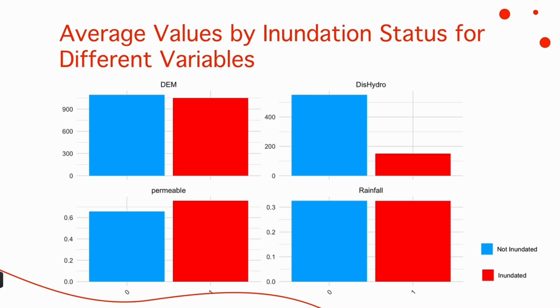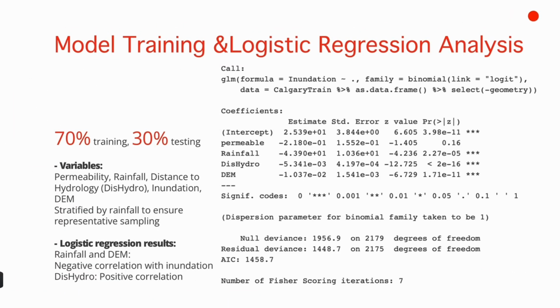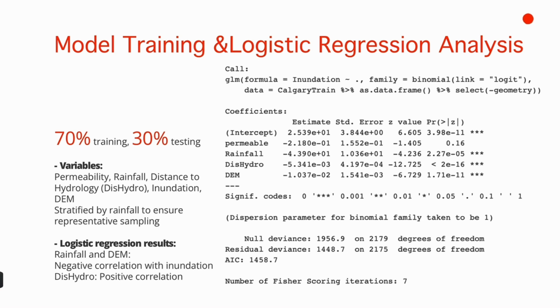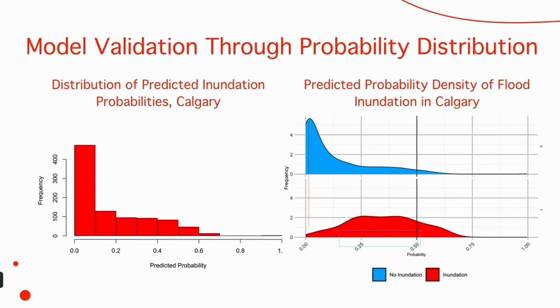in Calgary. We partitioned the Calgary dataset to develop our model, using 70% for training to ensure thorough learning, and set aside 30% for testing, and the model's significant predictors indicated that higher rainfall and lower elevations increase flood risks. To validate the model's predictive accuracy, we utilized histograms and density plots.